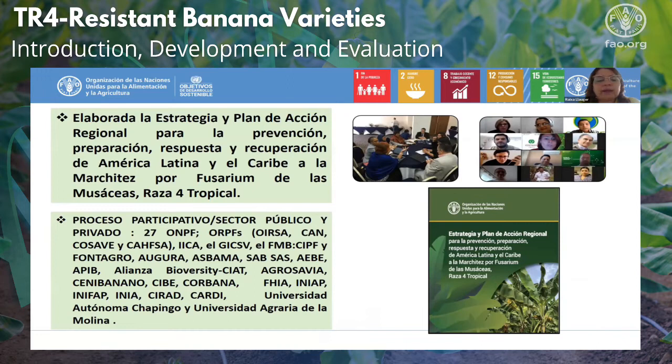Bueno, todos tienen ya online, de hecho, recientemente hicimos unos pequeños intercambios con la estrategia y el plan de acción regional que se elaboró para Foc R4T, que fue un proceso bien participativo, con buena articulación entre sector público y privado. Lo que nos corresponde ahora, y van a ser los siguientes pasos, es continuar mejorando las articulaciones en nuestra región sobre los temas que vamos a abordar para poder dar cumplimiento a esta estrategia y este plan de acción regional, tanto a nivel de nuestros países como en las acciones que hacemos los organismos internacionales.